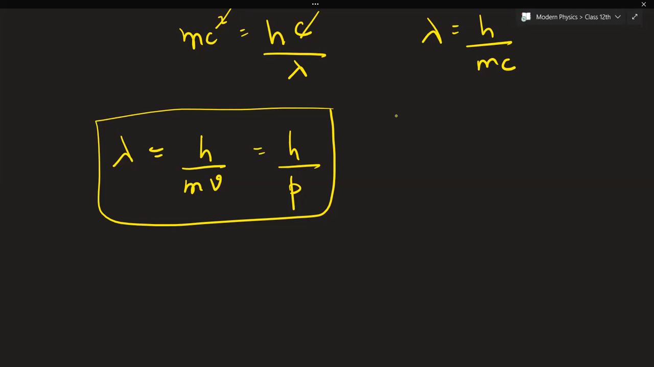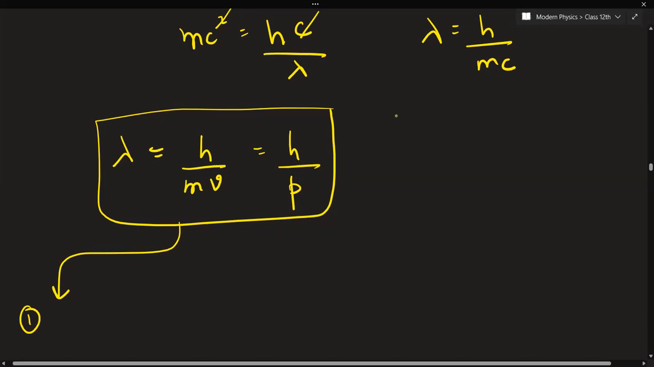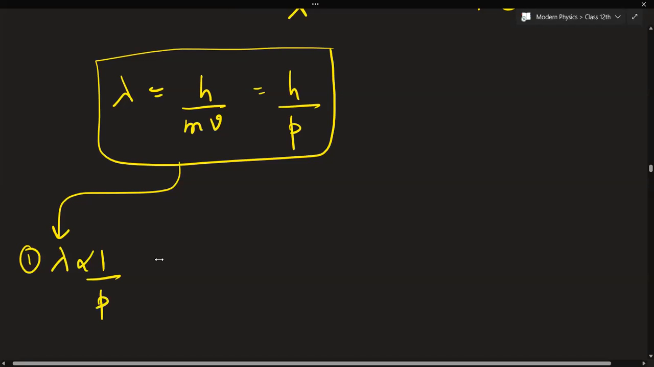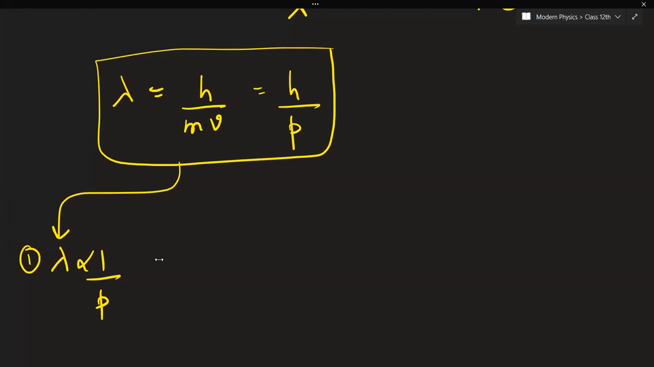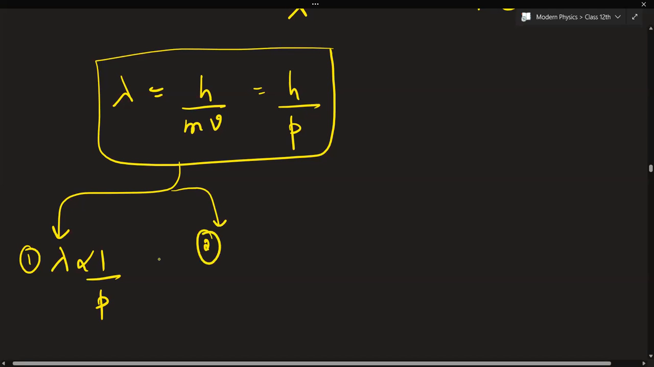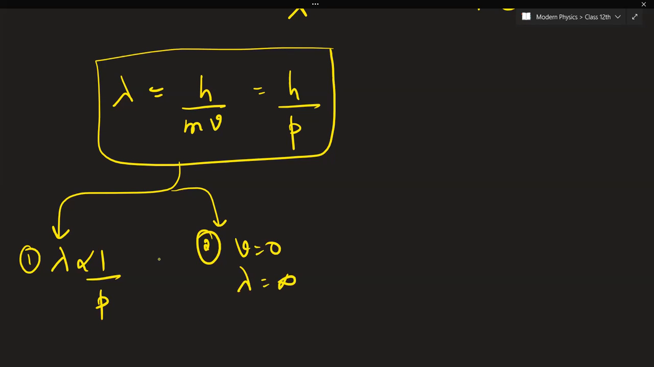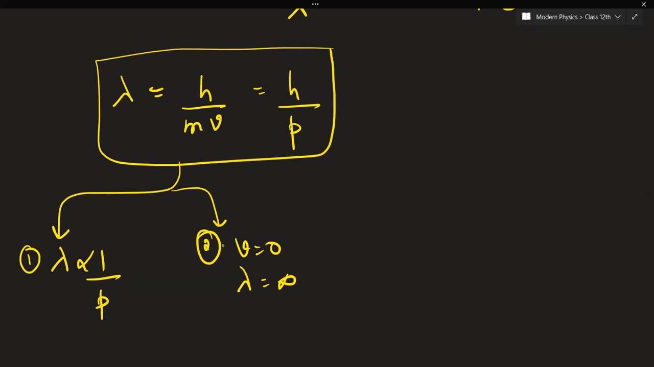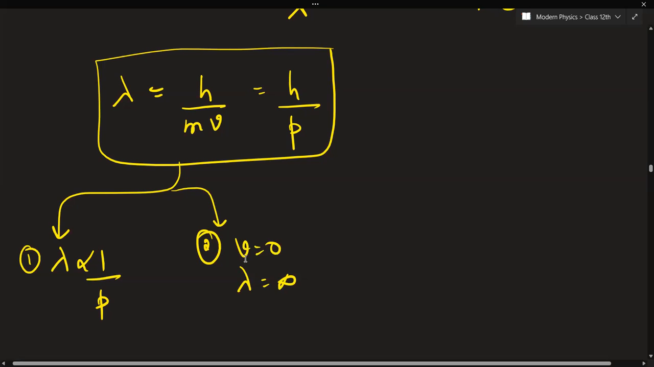And there are 4 findings that he could draw from this. First finding: the wavelength is inversely proportional to momentum. This was the first conclusion he gave, a characteristic of wave-like particles. Second fact: see class, if velocity is 0, lambda becomes infinity. So this shows what? That waves are associated only when particles are in motion. As soon as the velocity is 0, that is, the particle comes to rest, the wavelength immediately becomes infinite.